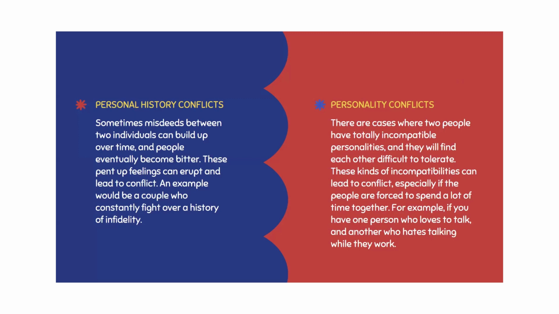Next is personal history conflict. Sometimes misdeeds between two individuals can build up over time and people eventually become bitter. These pent-up feelings can erupt and lead to conflict. An example would be a couple who constantly fight over his history of infidelity. The next is personal conflicts. There are cases when two people have totally incompatible personalities, and they will find each other difficult to tolerate. This kind of incompatibility can lead to conflict, especially if the people are forced to spend a lot of time together. For example, if you have one person who loves to talk, and another who hates talking while working.